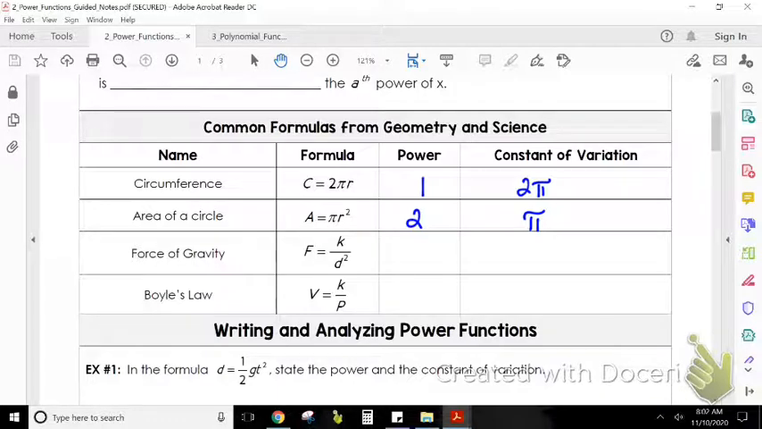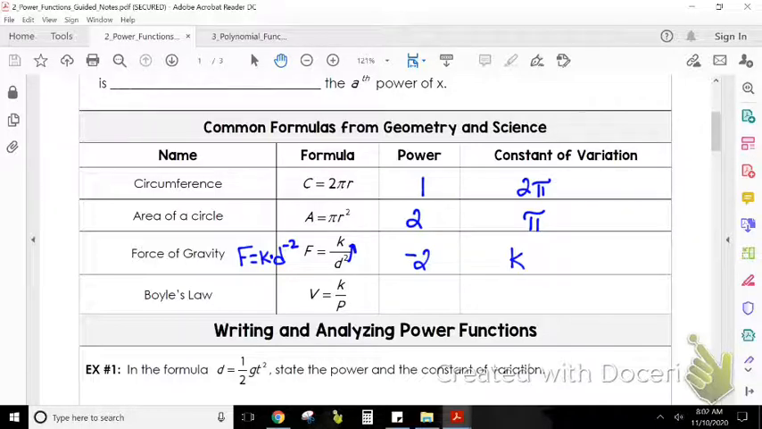Then we get the force of gravity. It's F equals K divided by D squared. Remember, it's K times X to the A, so we need to bring this up. And the only way you can bring it up is if you change the sign of the exponent. So this is the same thing as F equals K times D to the negative 2. So we can see our power is negative 2, and K is our constant of variation in front of it.